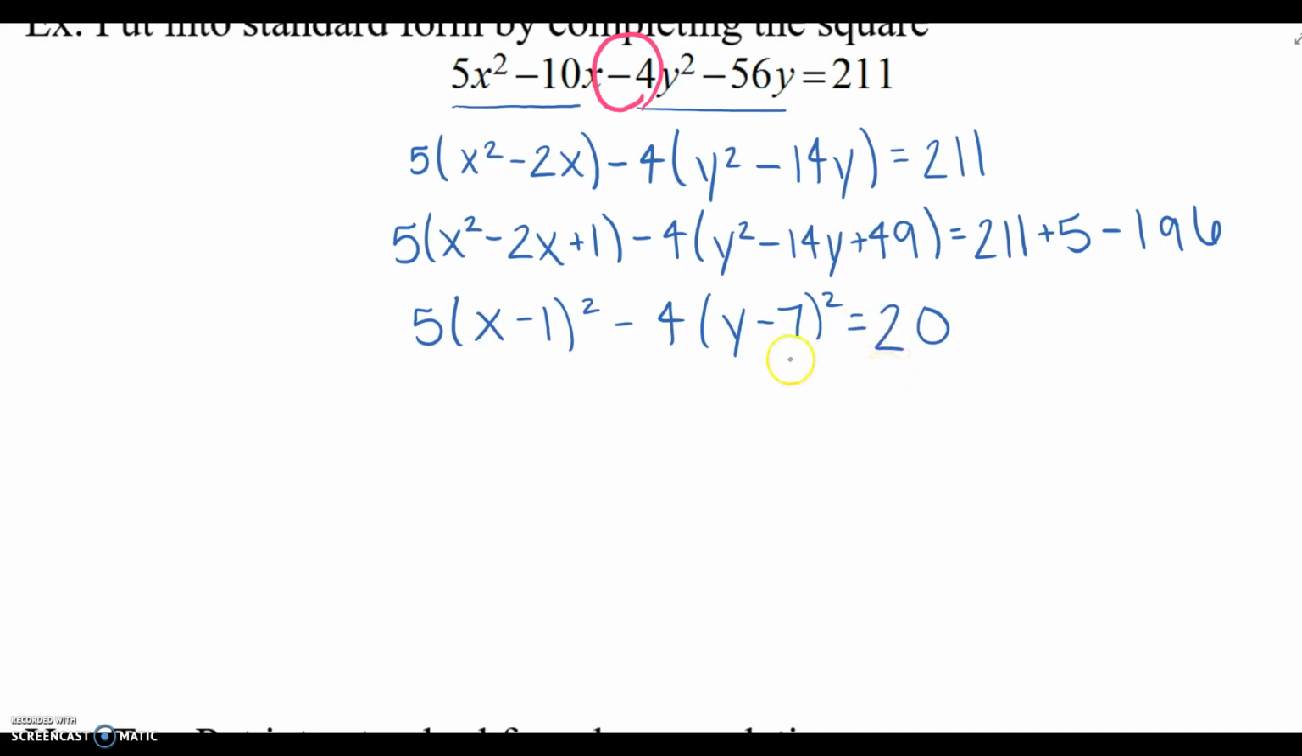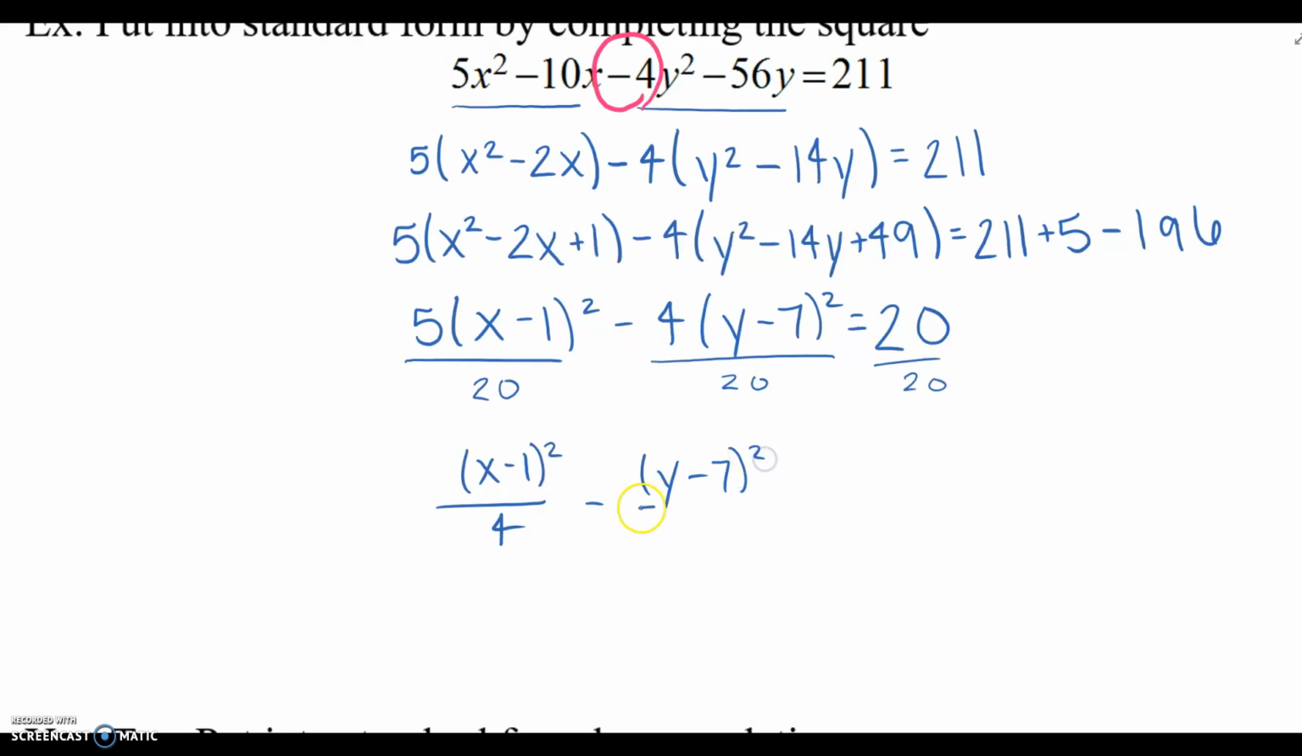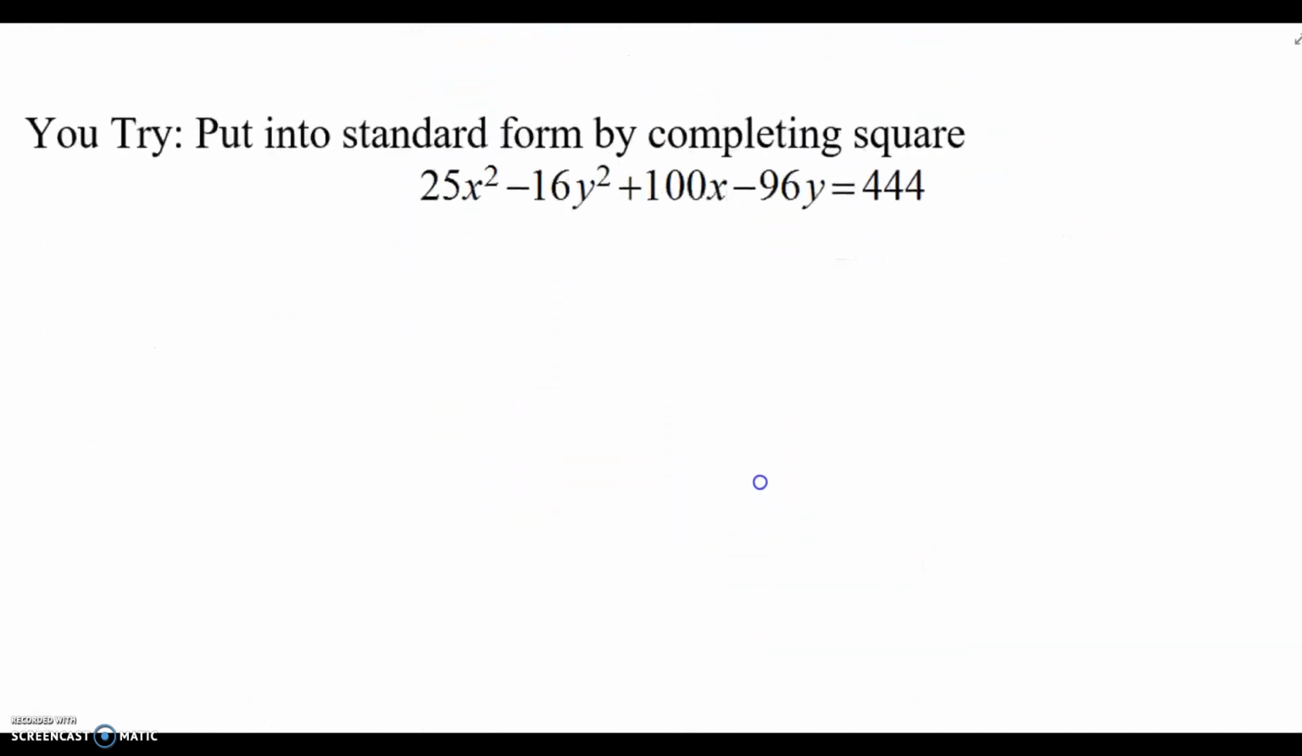Next step is this needs to equal 1, so we divide everything by 20. And we get x minus 1 squared over 4 minus y minus 7 squared over 5 equals 1. And now we are in standard form. And I know it's a hyperbola because it's minus. So my center would be 1, 7, and my a value would be 2, if we were going to graph it. But anyways, here is your try.